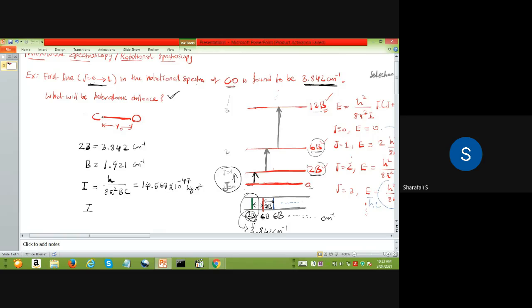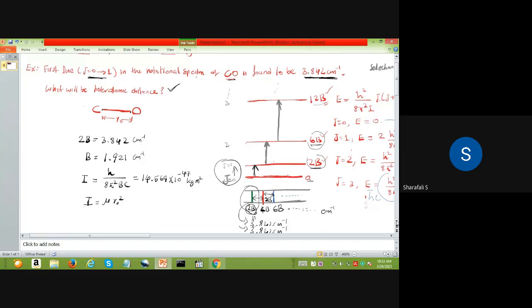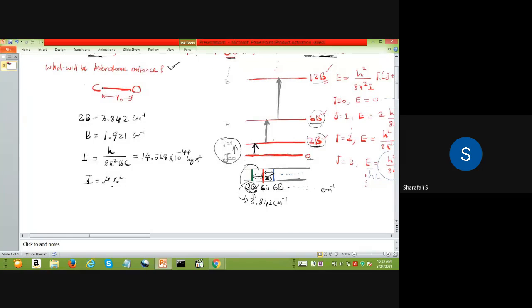Now, moment of inertia I equal to mu into r0 square. Okay, and what is this mu? Mu will be equal to m1 m2 by m1 plus m2. All these things we have discussed in the previous class. So those who attended that class may not be able to catch these equations, but they just follow these steps. So this is the moment of inertia equation I equal to mu r0 square, and mu is the reduced mass, which is equal to m1 m2 by m1 plus m2.